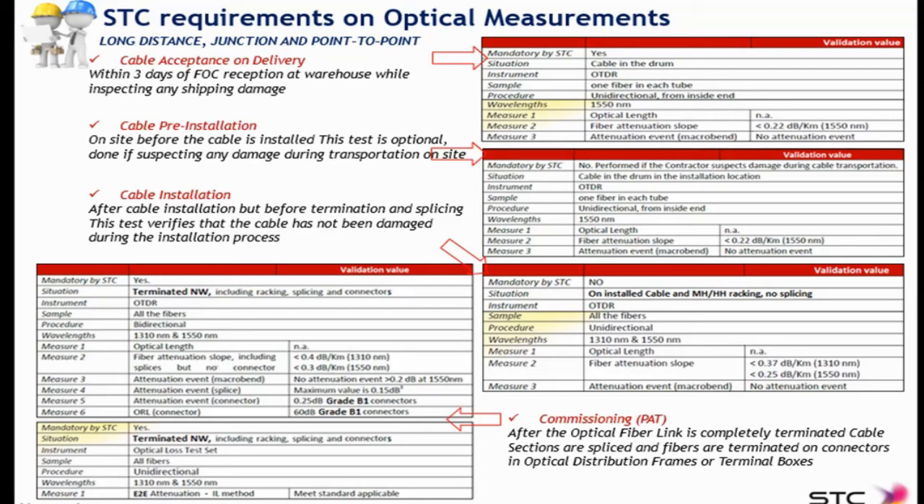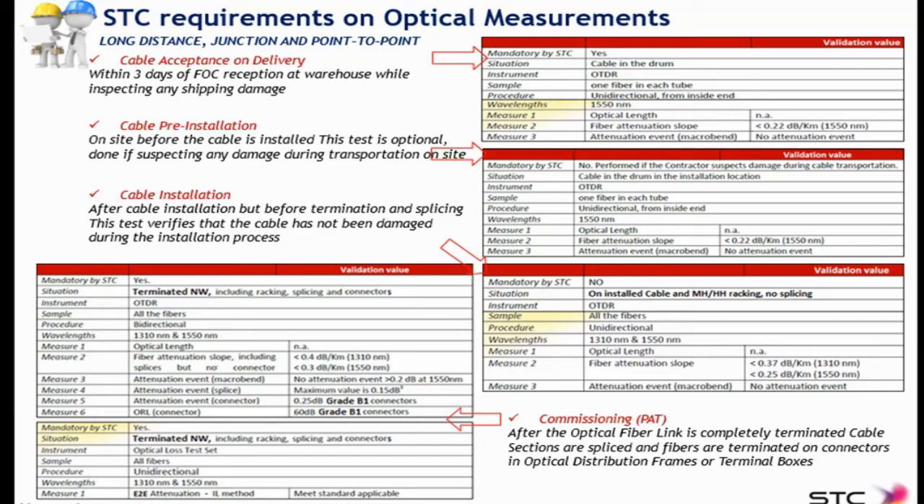Last test and most important one is the commissioning or PAD test. You have 2 types of tests here, the OTDR first and the OLTS second. These tests are done on a terminated network with all splices and all connectors already installed. So the test is mandatory, required on all fibers, bidirectional. So from A to B and B to A at 1310 and 1550. And here you are expecting events because there are splices, connectors, potentially macrobends.